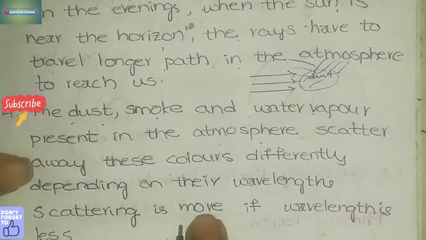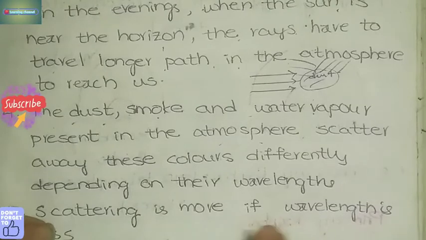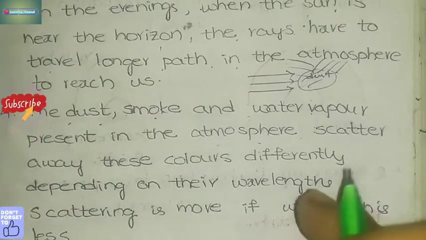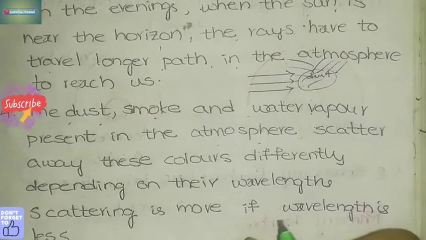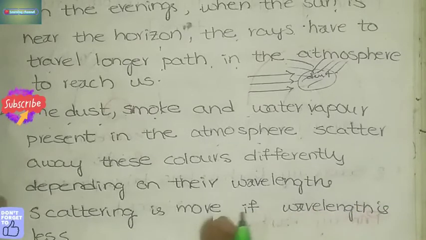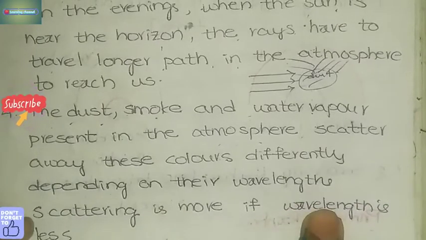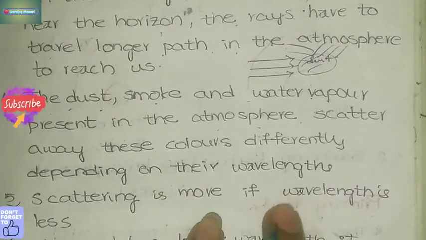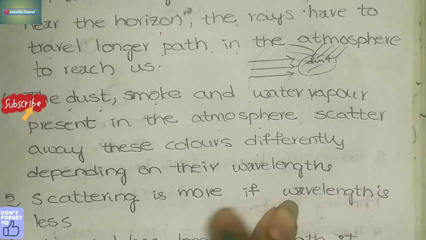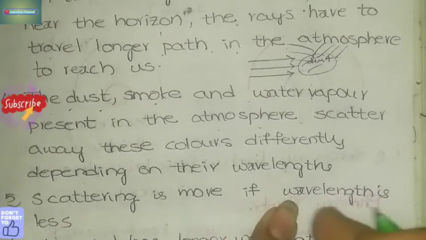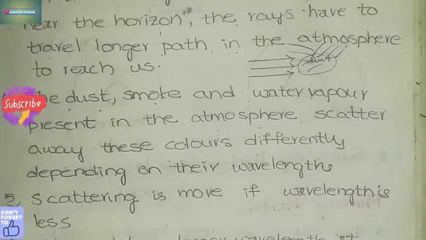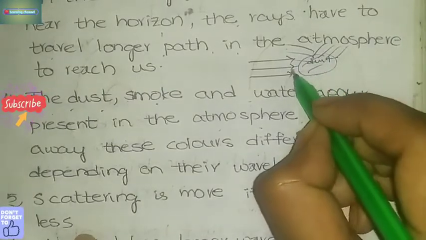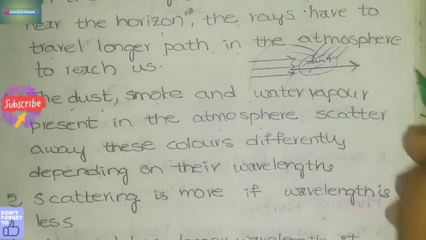The scattering is more if the wavelength is less. If the light has more wavelength, then it will have less scattering. So here the light ray which has less wavelength will scatter more, so it cannot reach us. But the light ray which has more wavelength will reach our eye.